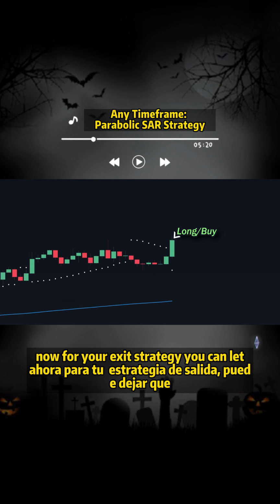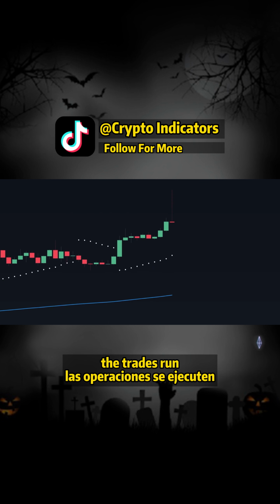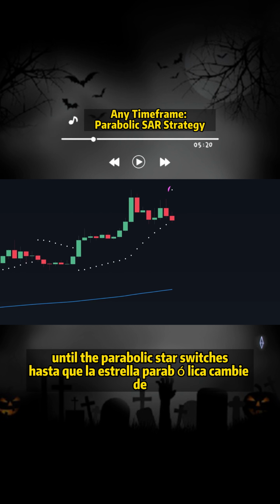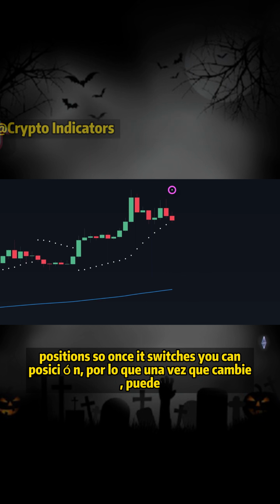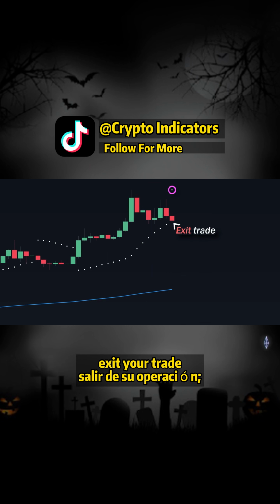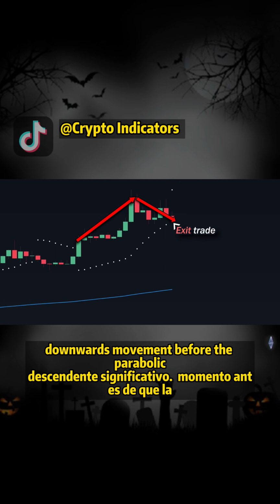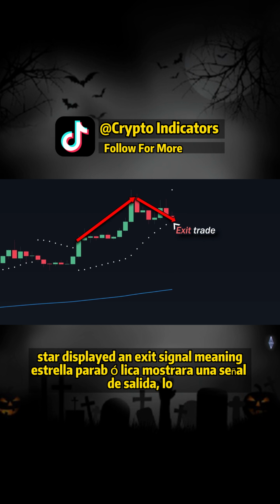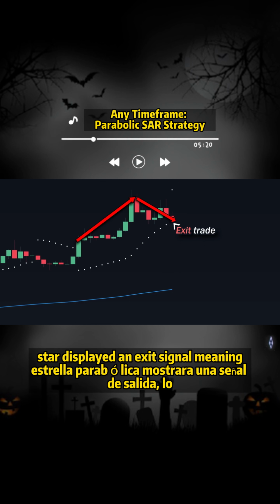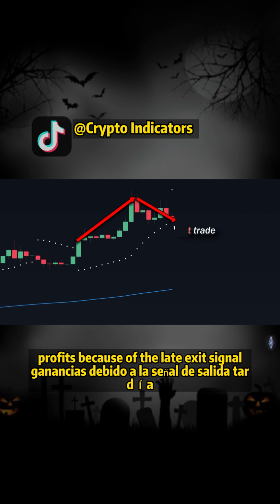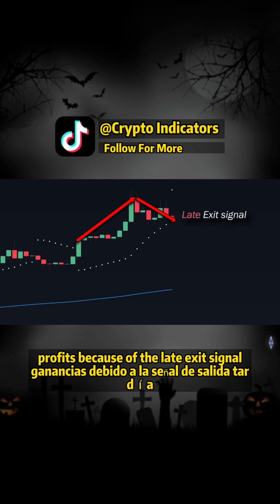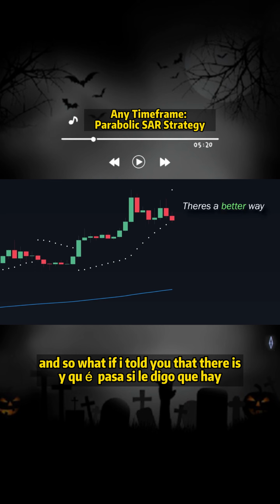Now for your exit strategy, you can let the trades run until the Parabolic SAR switches positions. So once it switches, you can exit your trade. However, by doing this, notice that the price had already made a significant downwards movement before the Parabolic SAR displayed an exit signal, meaning you already lost a portion of your profits because of the late exit signal. And so what if I told you that there's a better way?